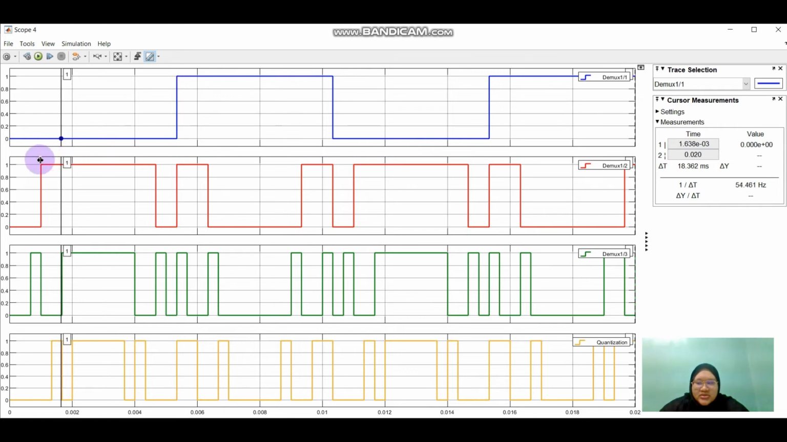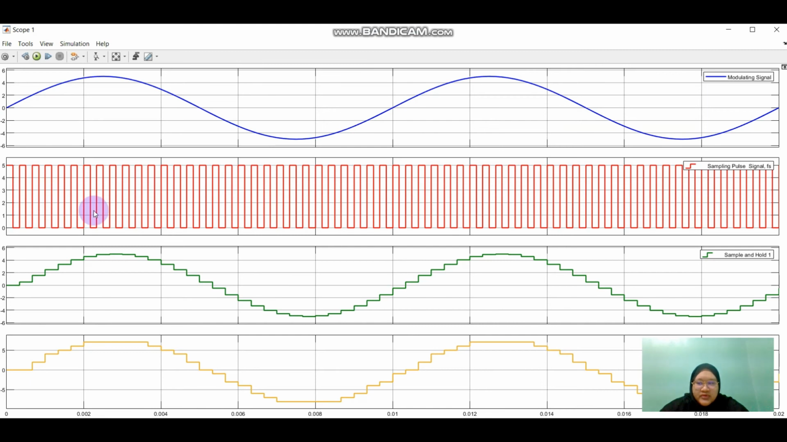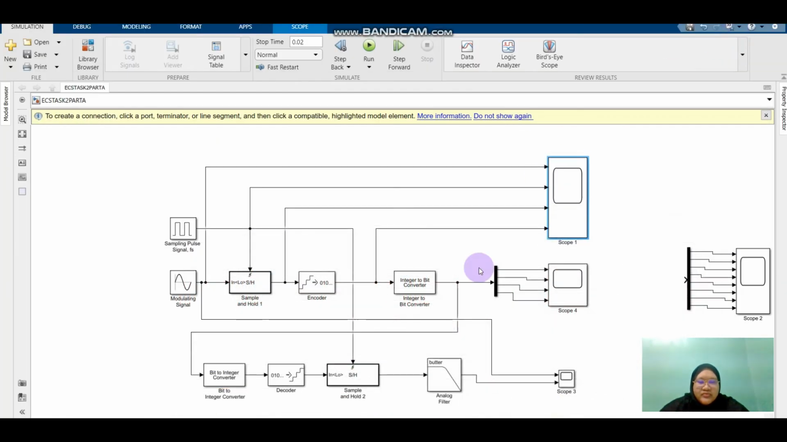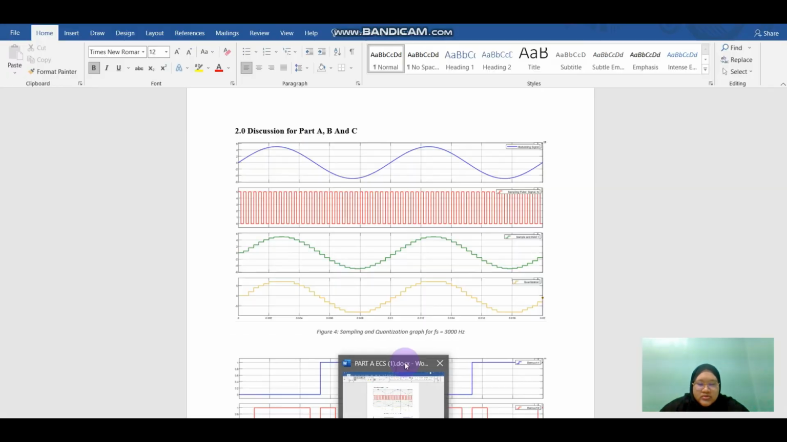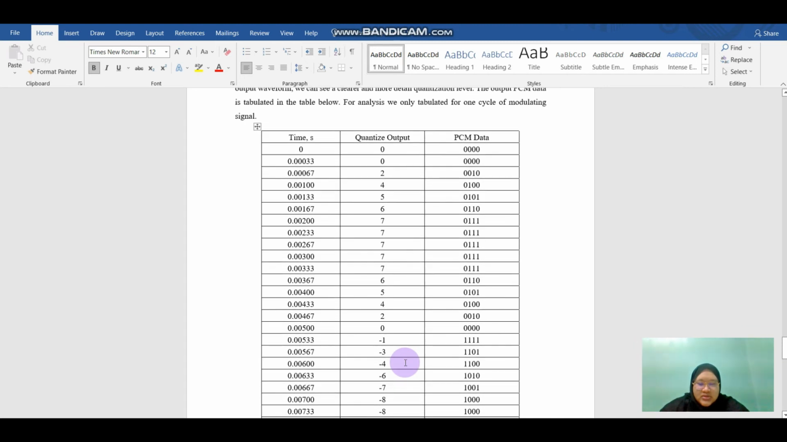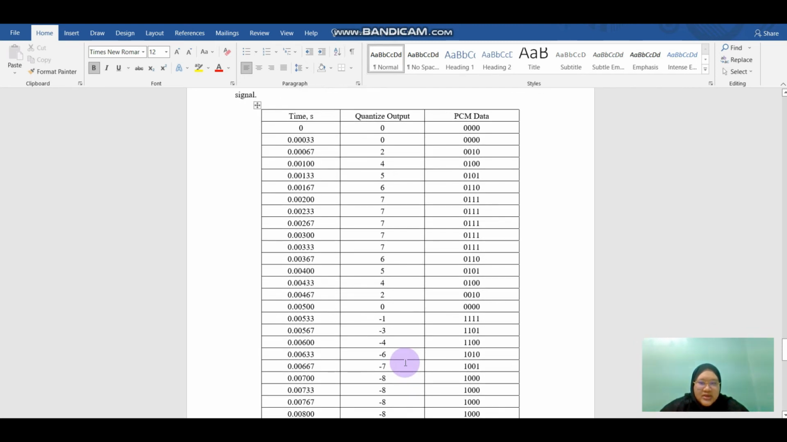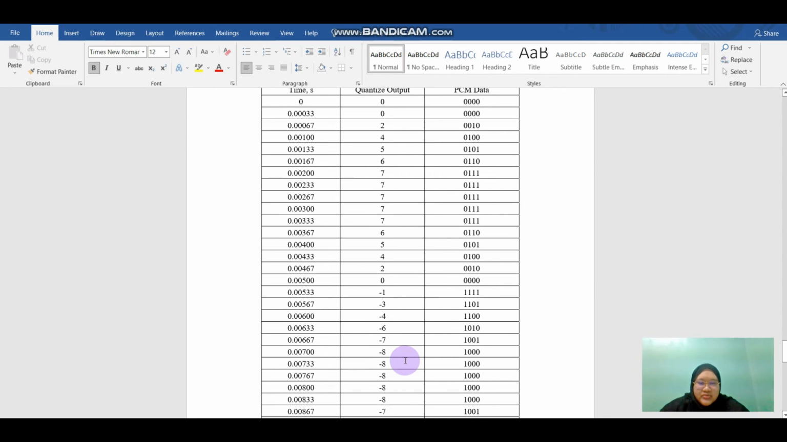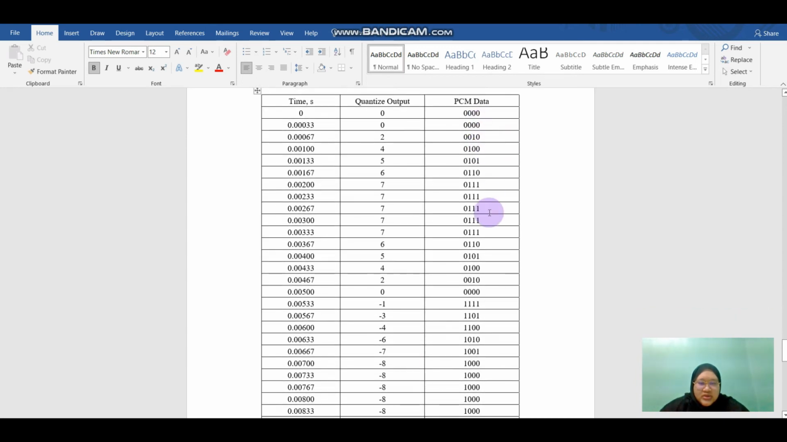I'll just run this cursor. For this one, we have to look at one cycle of sampling frequency. One cycle of sampling frequency is 1 over 3000, so 0.0033. And then I've also tabulated the data here. We have about 30 samples taken from one cycle of the modulating signal, and this is the data.